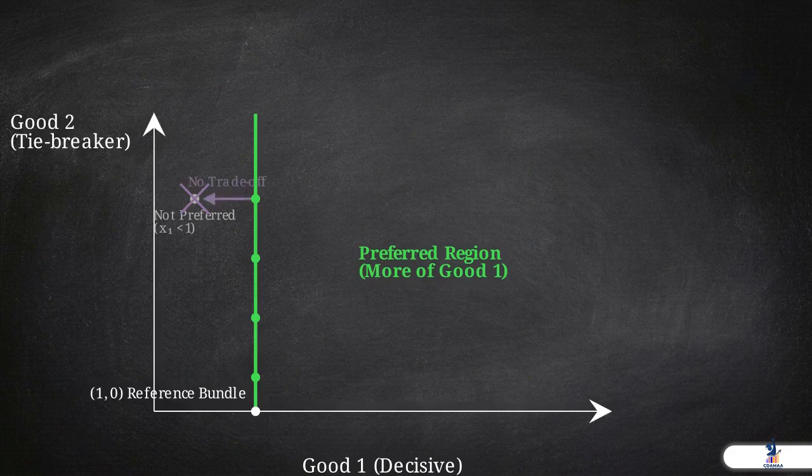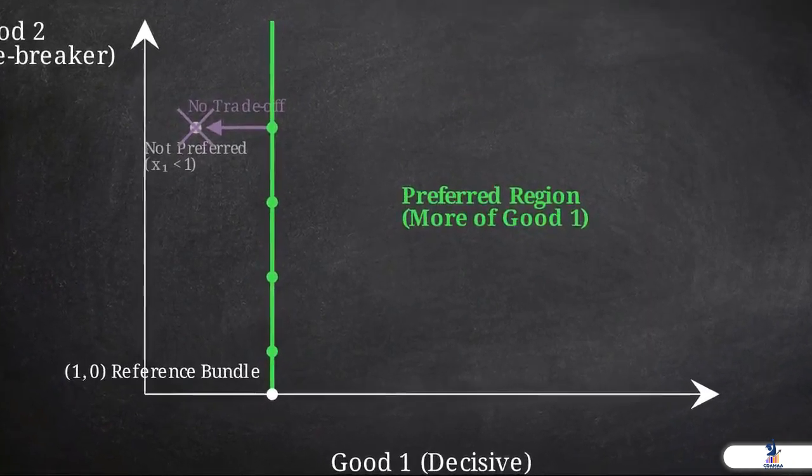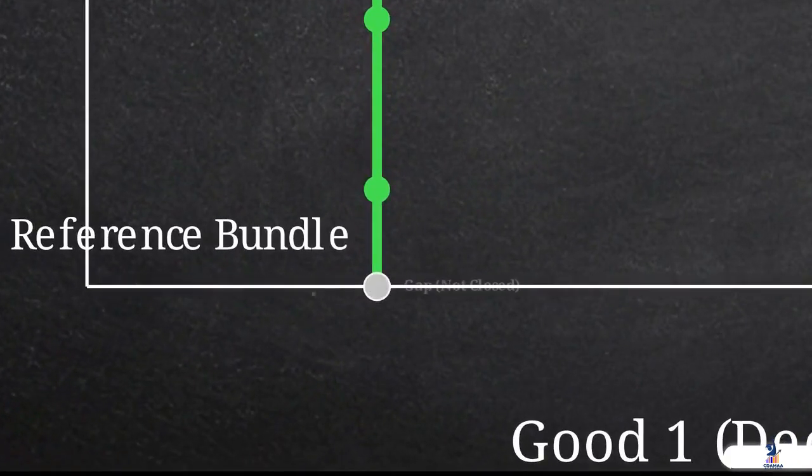No finite amount of good 2 can ever compensate for the smallest reduction in good 1. There is no room for a continuous trade-off. The preferred set has a gap. It is not closed. Because these sets are open and lack continuity, lexicographic preferences cannot be represented by any numerical utility function. They exhibit sudden mathematical jumps.